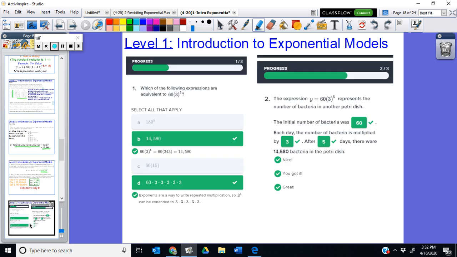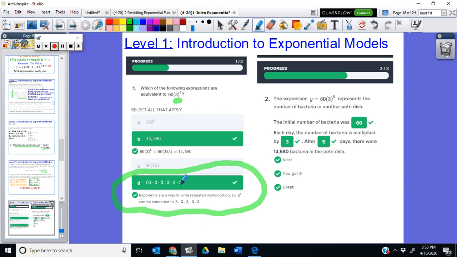Then we get into some more progress. So this first one, which of the following expressions are equivalent to 60 times 3 to the 5th power? Well, we could calculate it, and that's 14,580. Or if we expand it, here is expanded. We see that there's 3 raised to the 5th power.